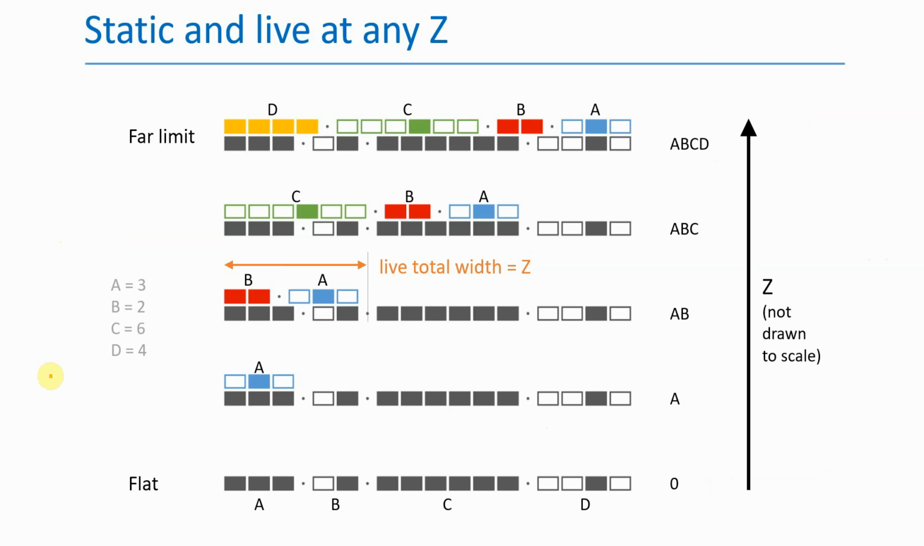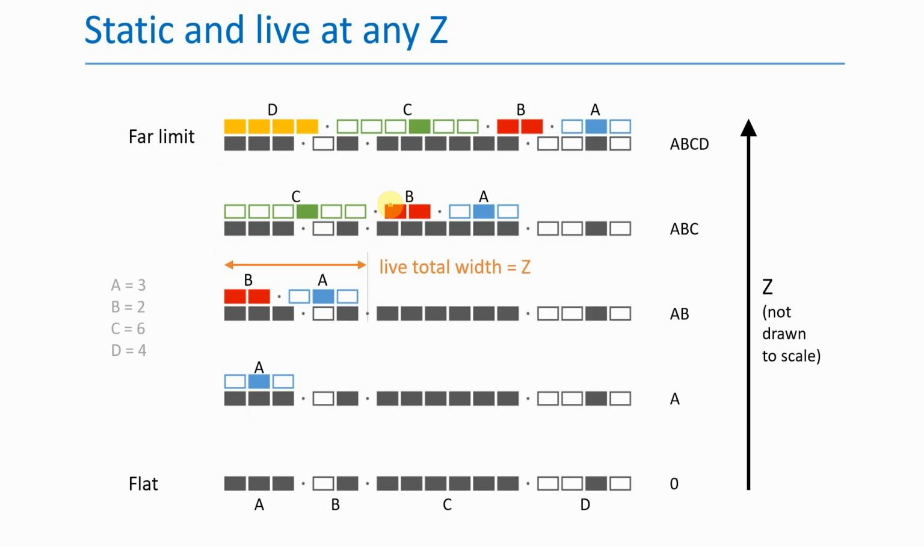We've seen the extreme cases. Now let's look at the intermediate cases. This slide shows both the static and live for many different planes. At the bottom is the flat, where the live is 0. At the top is the far limit, which we just saw in the previous slide. The overall trend is that as the light propagates, the live chain moves to the right.